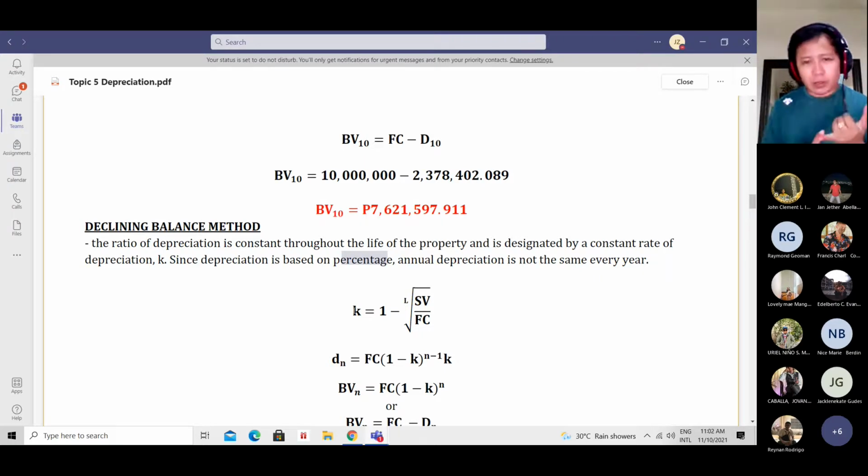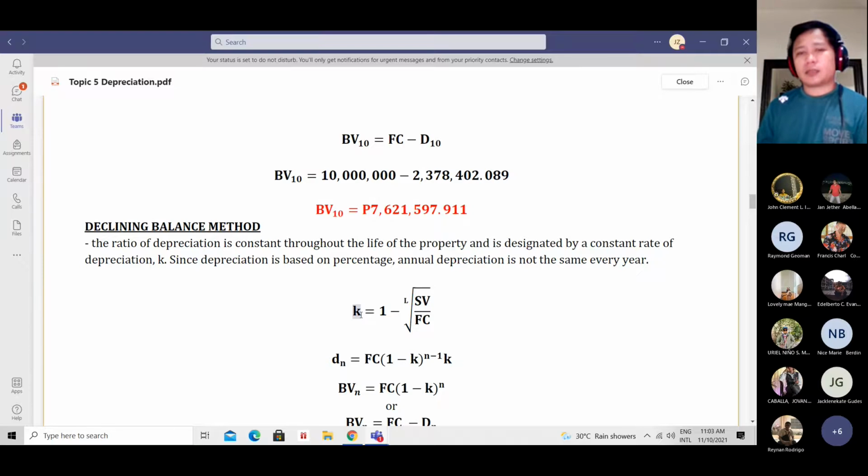So, recall straight line method, fixed amount every annual depreciation. Sinking fund method, again, fixed amount every annual depreciation. But for declining balance method, it will not be a fixed amount anymore because it will be a fixed percentage. So, every year, there's a fixed percentage on how much will be the depreciated amount. So, that percentage will be the rate K. So, this K will be your depreciation percentage.